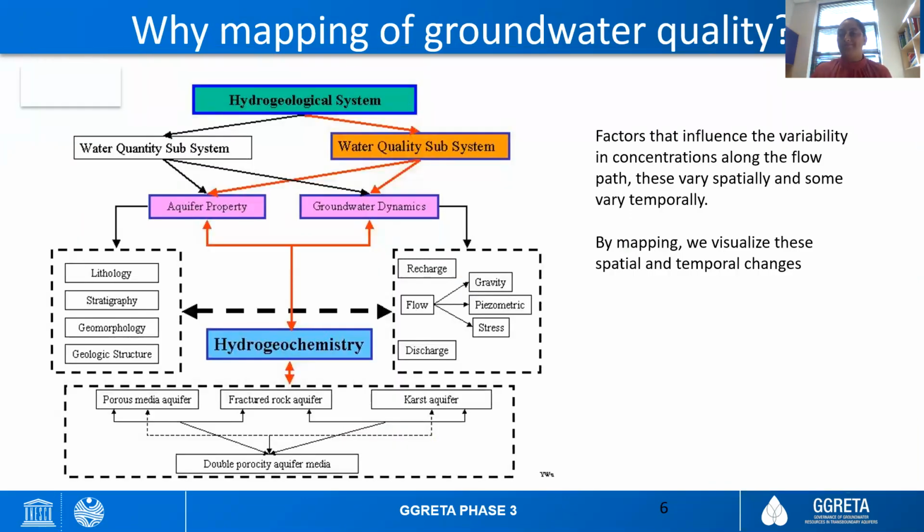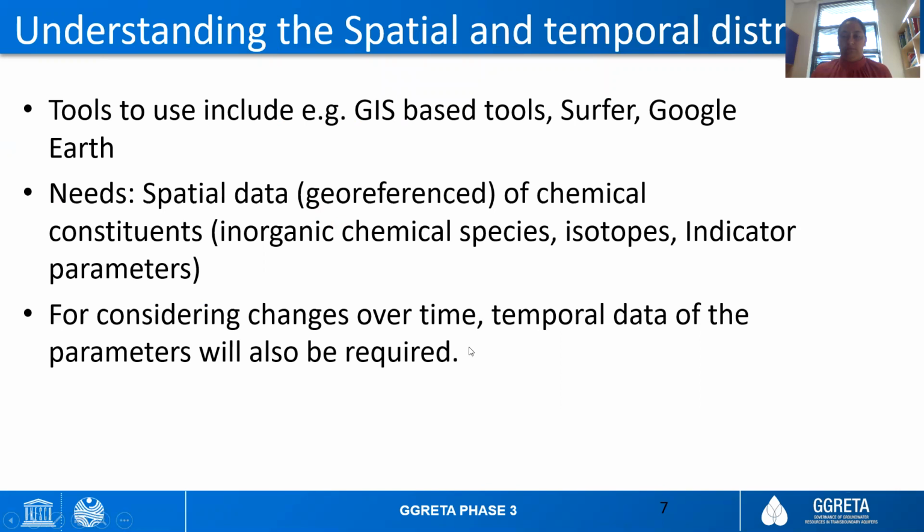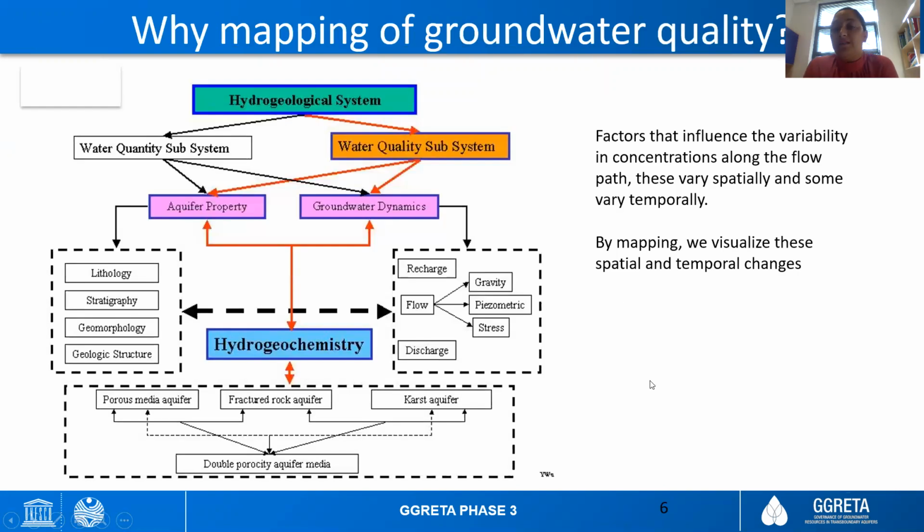Why do we map it? There are several factors that influence the concentrations that we see when we collect data, and these factors occur along the flow path, and they vary spatially, and some vary temporally as well. By mapping, we get to visualize these spatial and temporal changes.